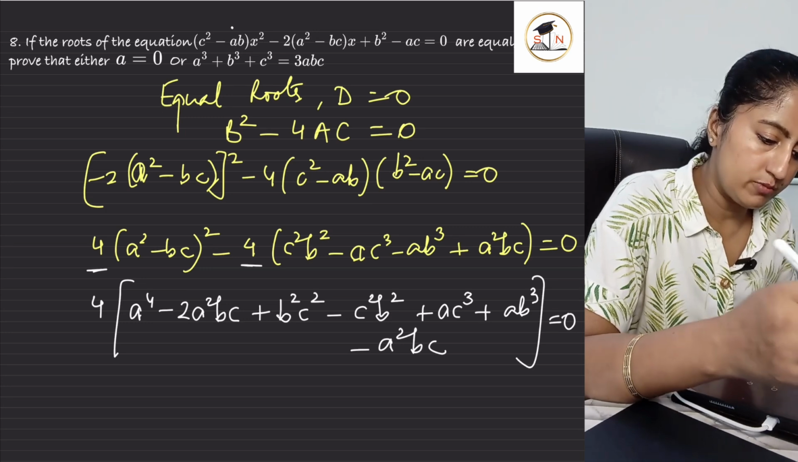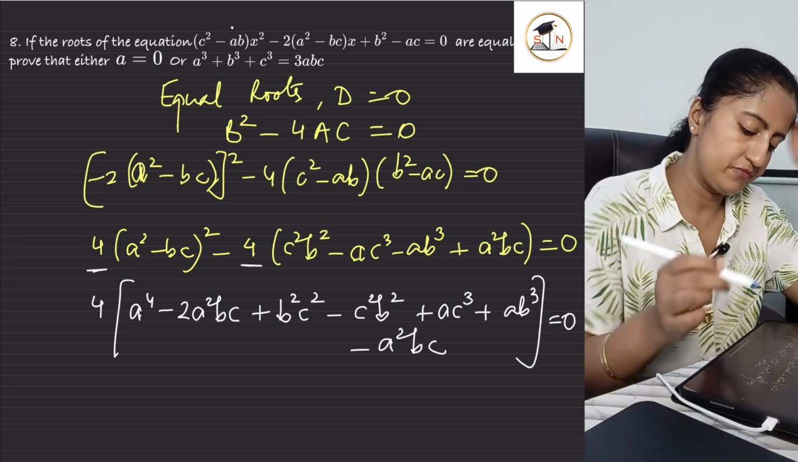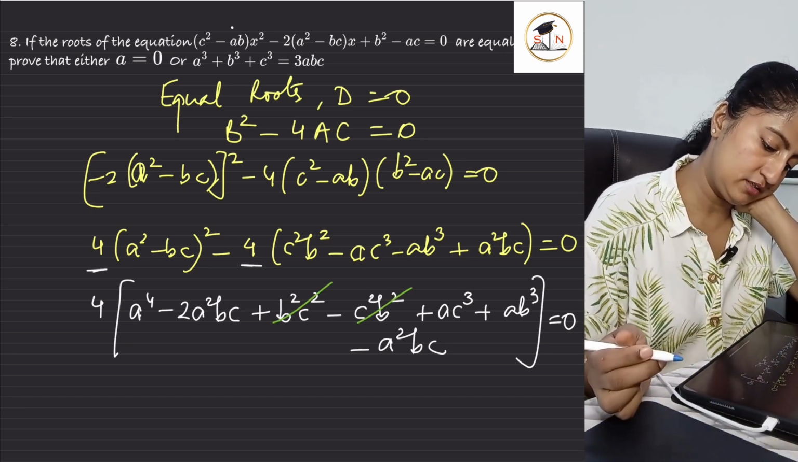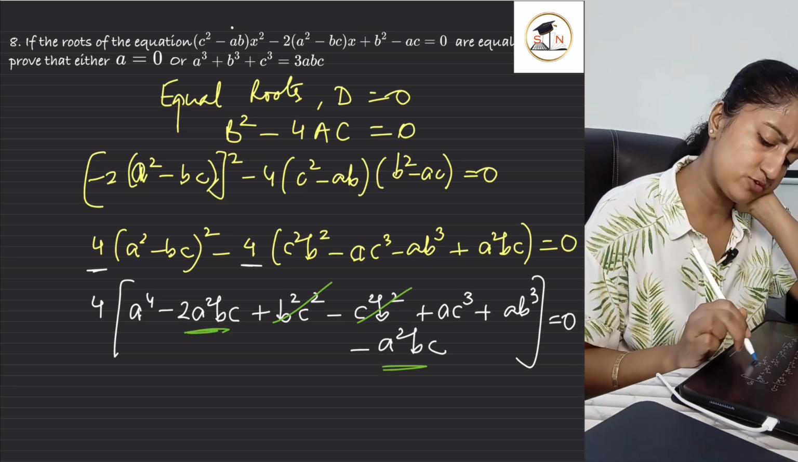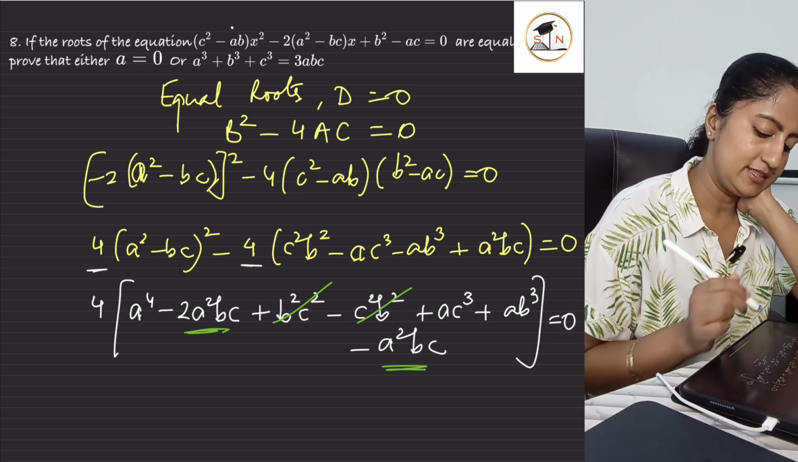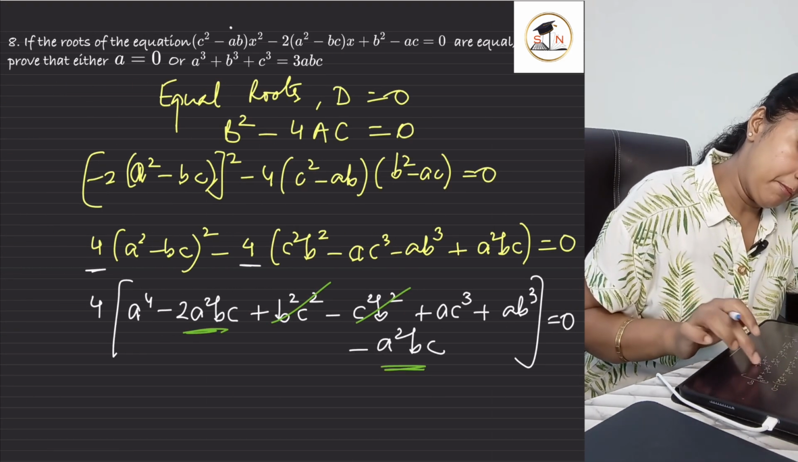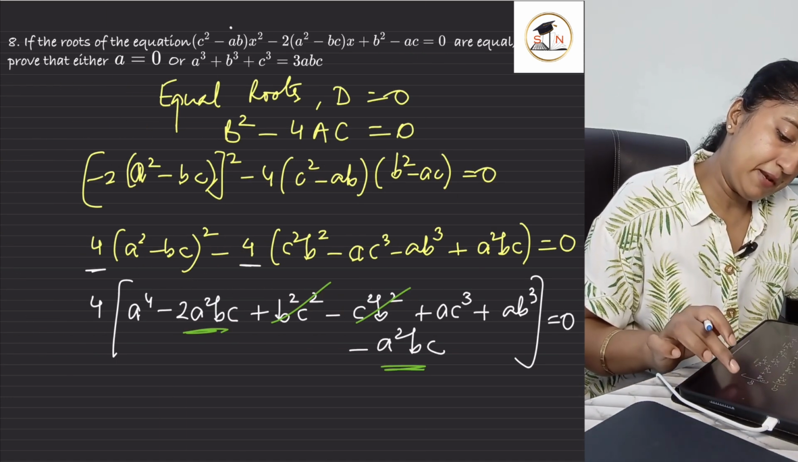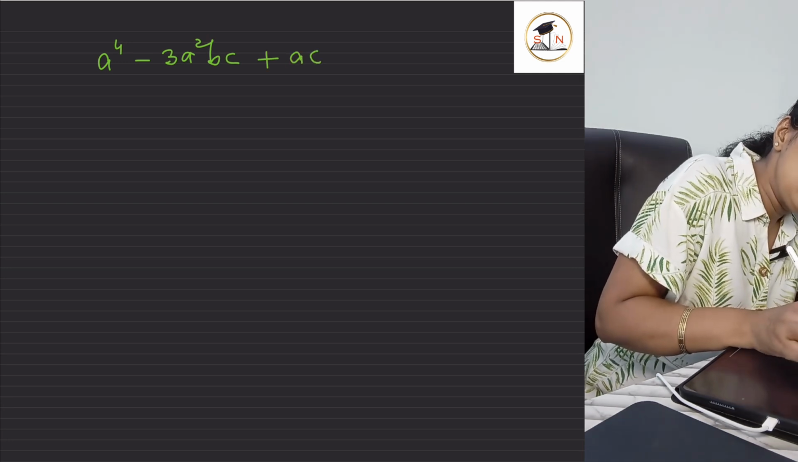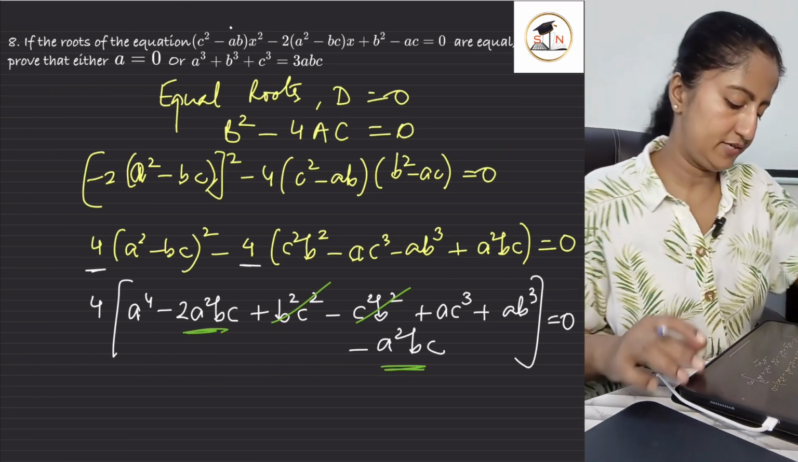And also along with that, I'm going to see which terms can be cancelled out. And I can see b square c square is the term which was getting cancelled. And we have 2a square bc minus a square bc, which is like term, right? That means we can simplify. Now, moving on to the next page. That gives me a to the power 4 minus 3a square bc, plus ac cube plus ab cube equals 0. This is what we are getting, right?